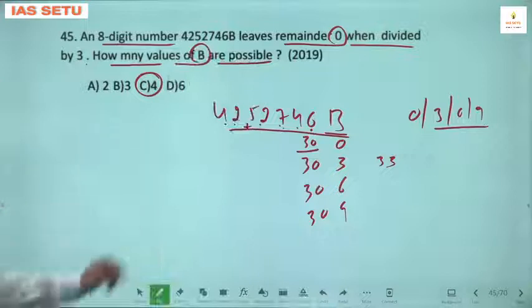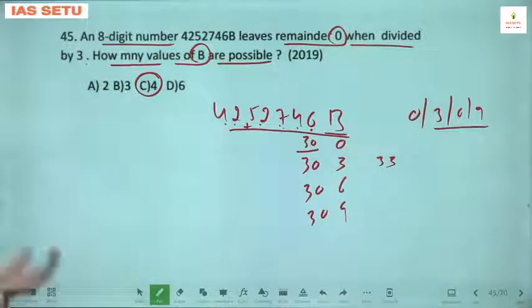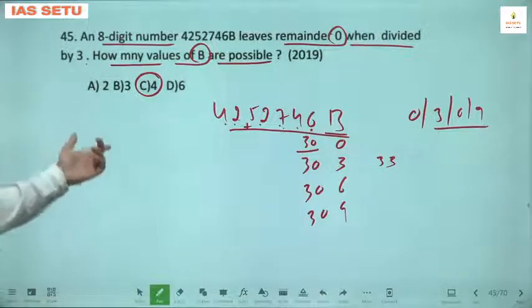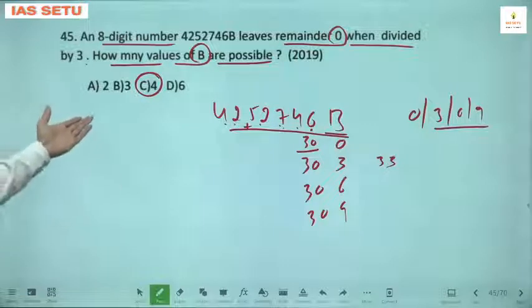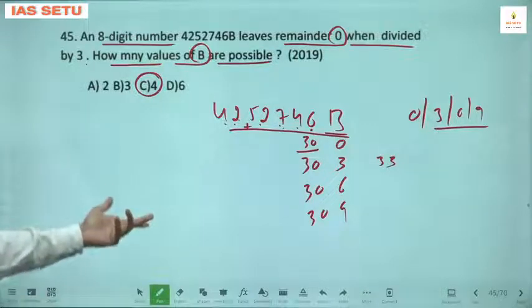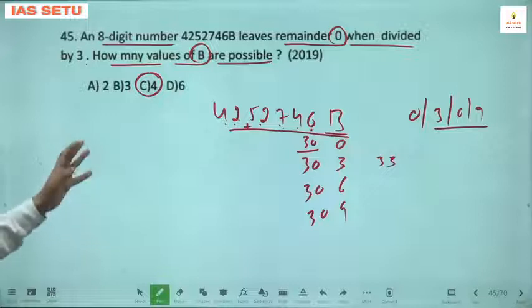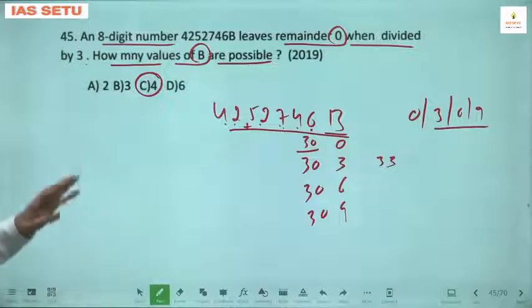So this is the only catch. Students immediately start finding what B can be. Like here they mark 3 is given, 6 is given, and mark only 3 and 6. So B can be 3, 6, 0, 9. So 4 different values of B are possible here. Next question.